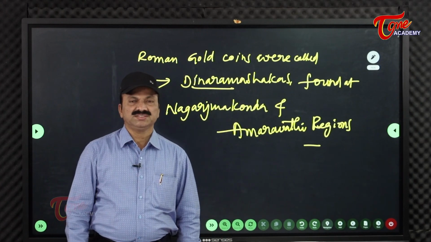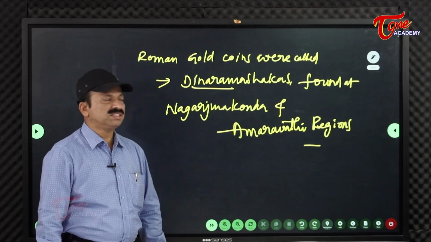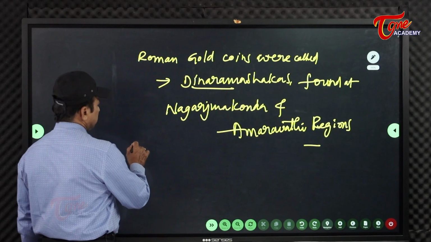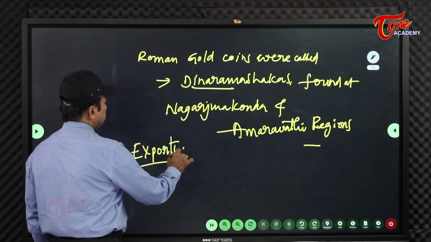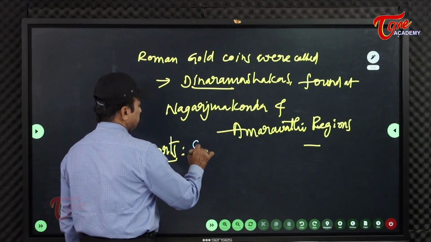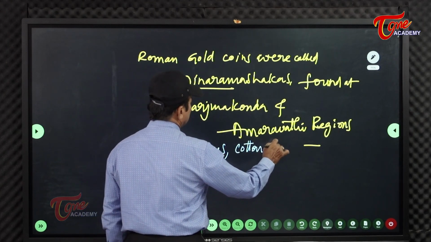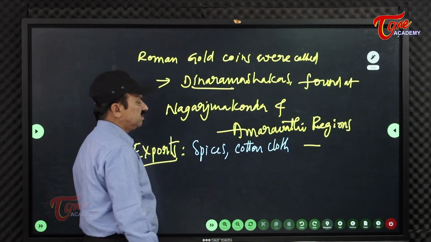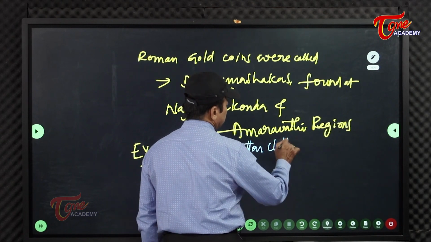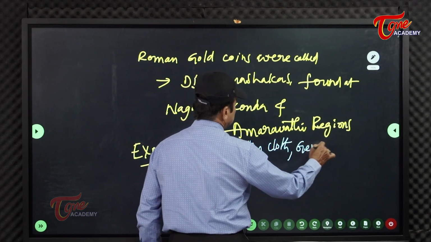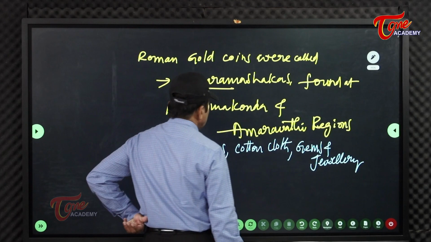If you see the exports of these people, spices were exported by them, cotton cloth was also exported by them, and gems and jewelry were also exported by them. All these were exports.